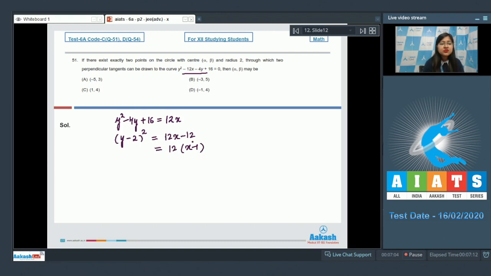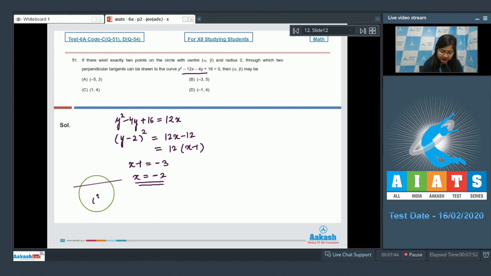So this given curve is a parabola, and the points from which perpendicular tangents can be drawn are definitely on the directrix. Now the directrix of this equation is x minus 1 equal to minus a, that is minus 3. So x equal to minus 2 is the equation of the directrix. Now it is given that there exist exactly 2 points on the circle through which 2 perpendicular tangents can be drawn. It means that this directrix is definitely cutting the circle at 2 points.